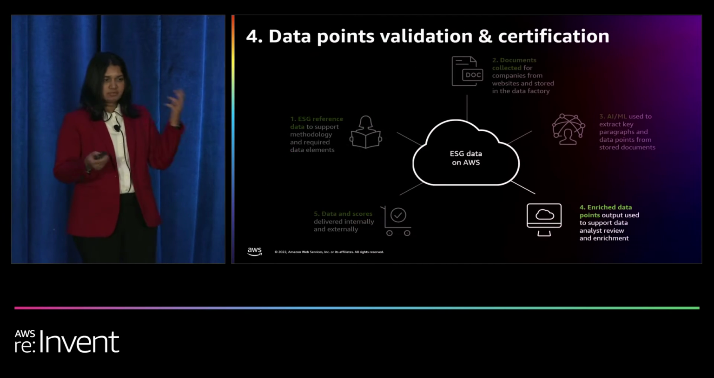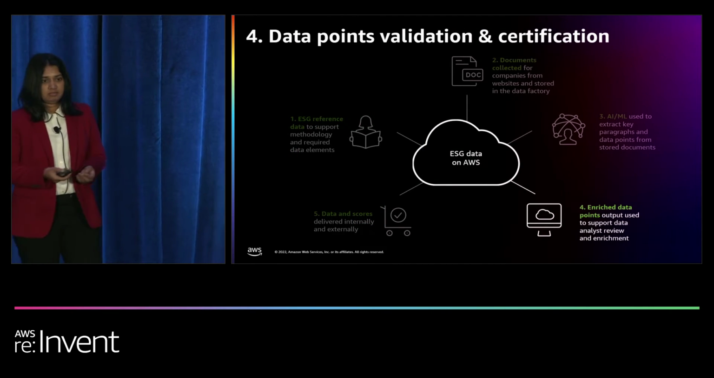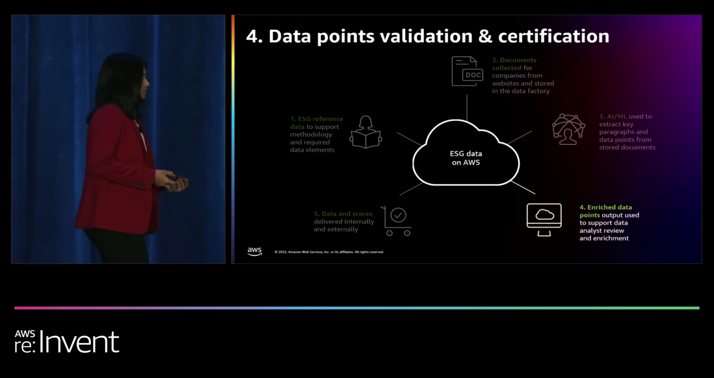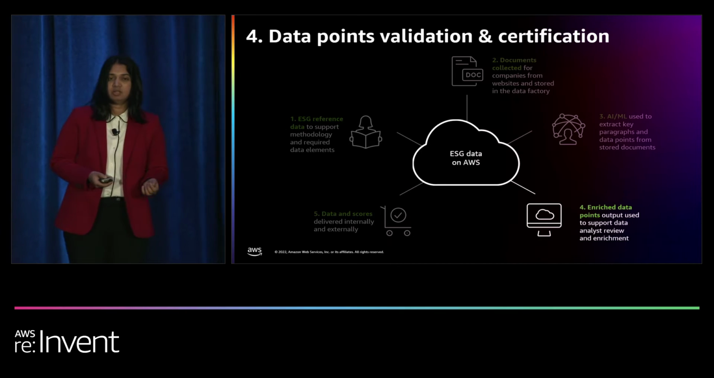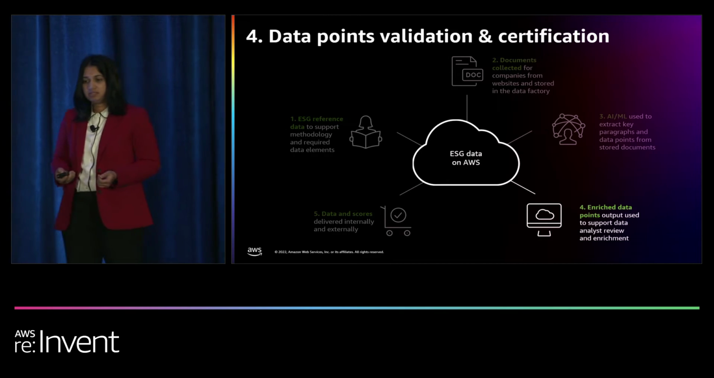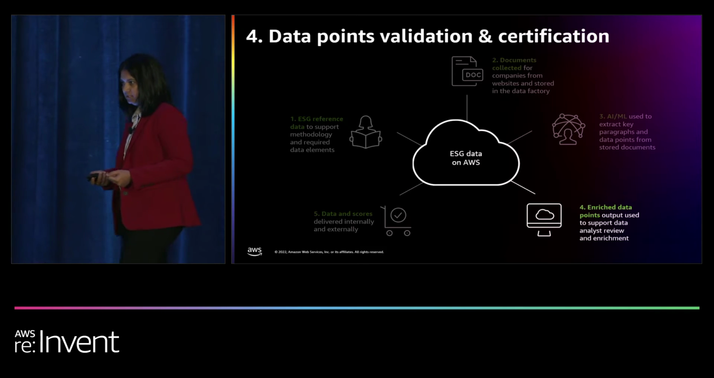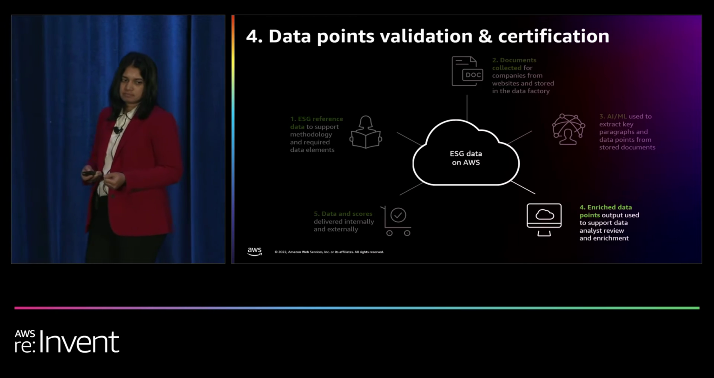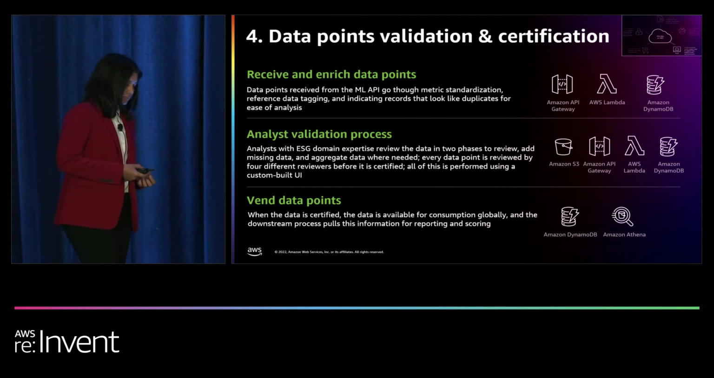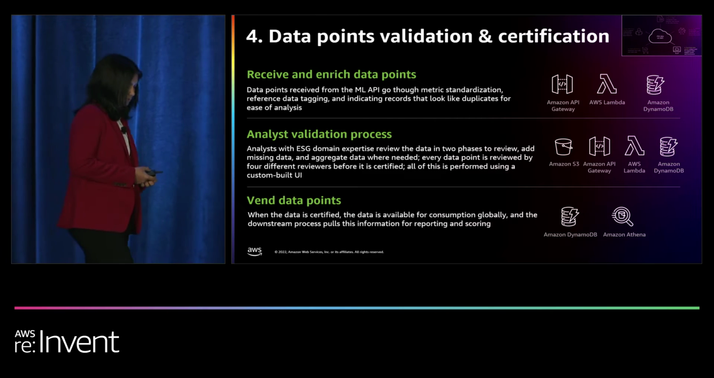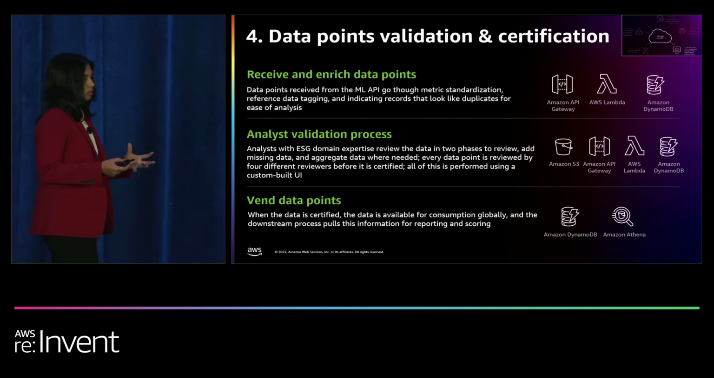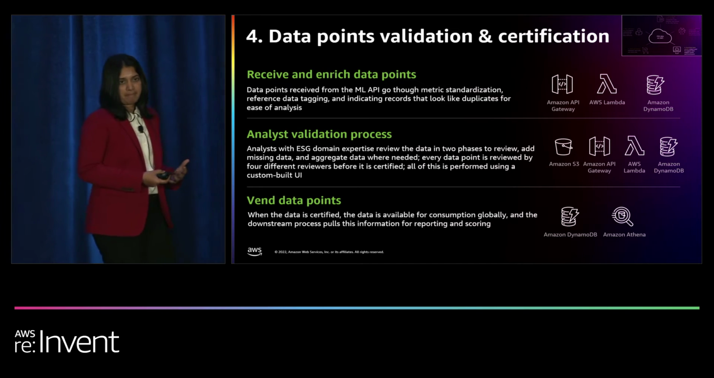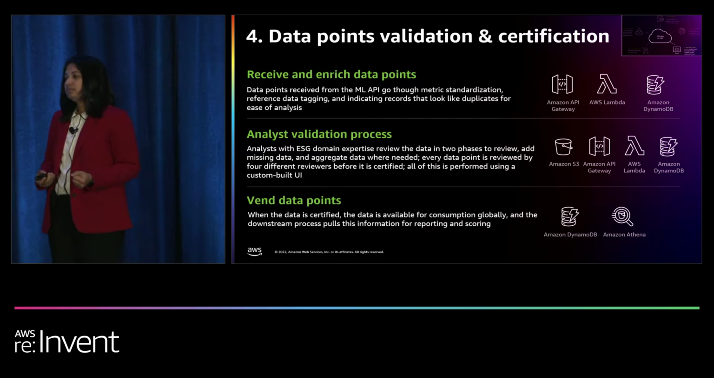Great. So we have reference data, we have documents, and we have extracted information off of these documents. What next? This is where we call it data enrichment, where our analyst comes in to review this data. So let's see, what does this involve? The data points that we receive from the machine learning process are not yet ready to be consumed by an analyst. There are certain steps that happen in between. So what does that involve?